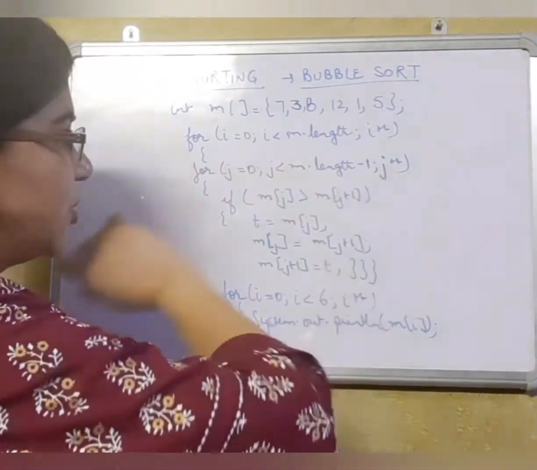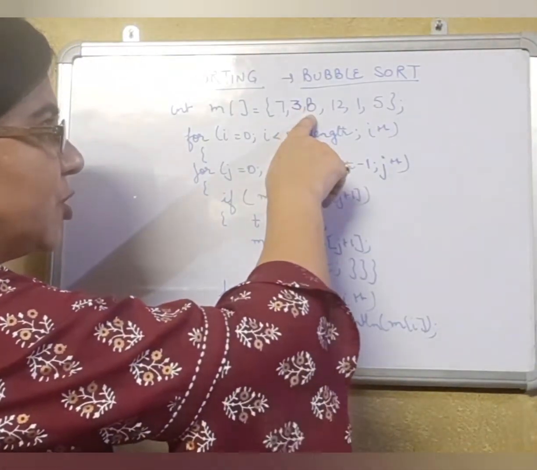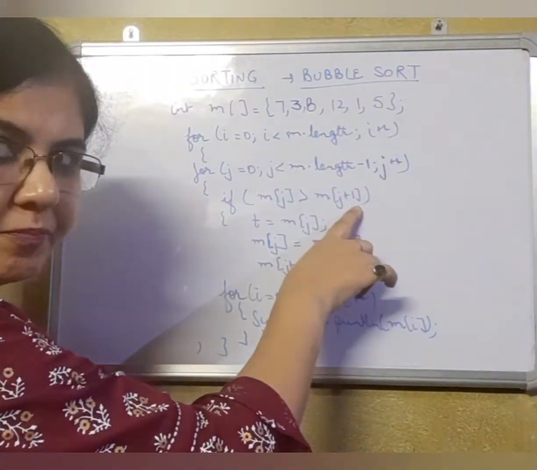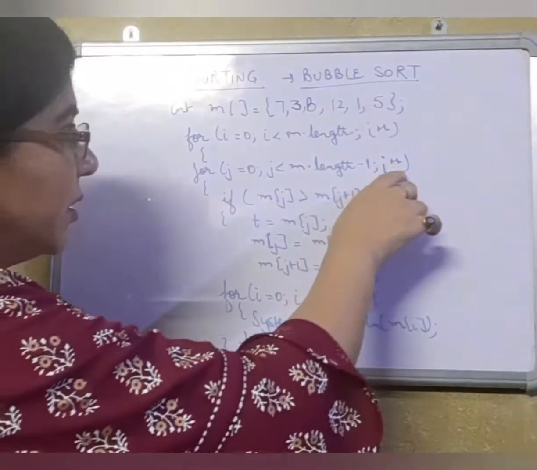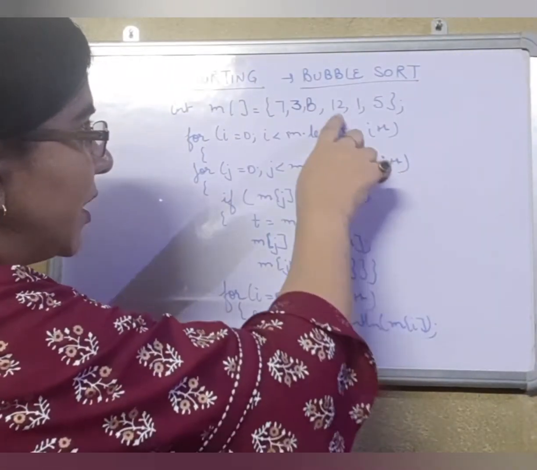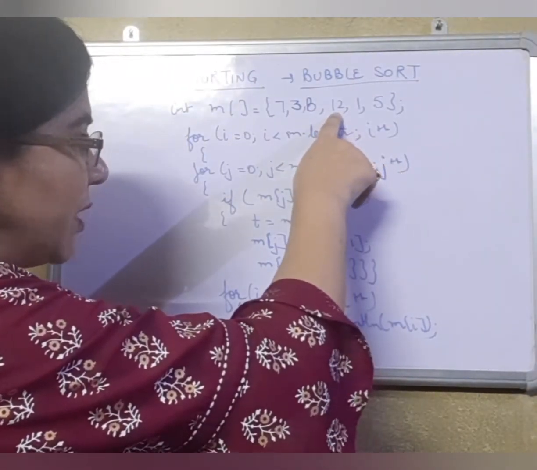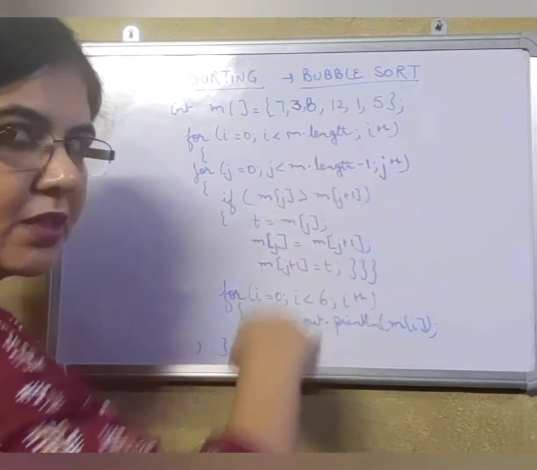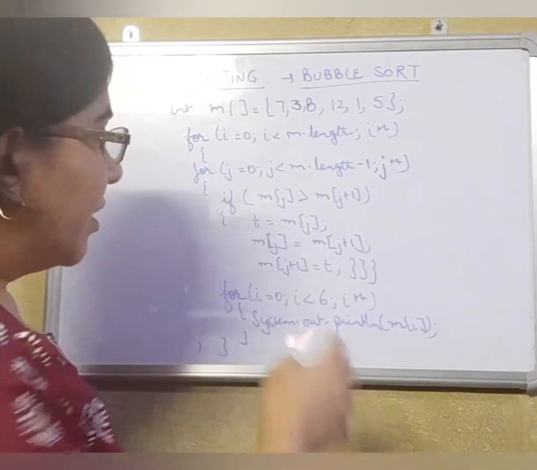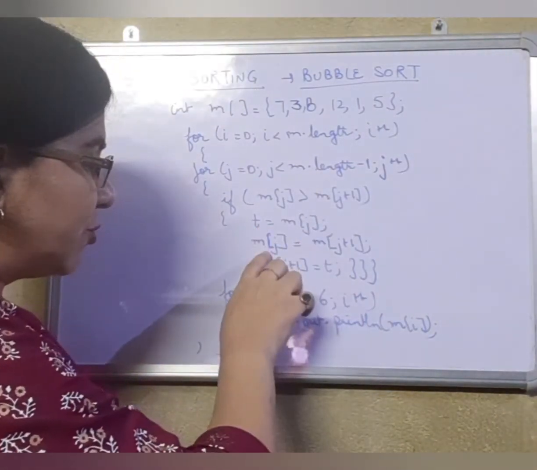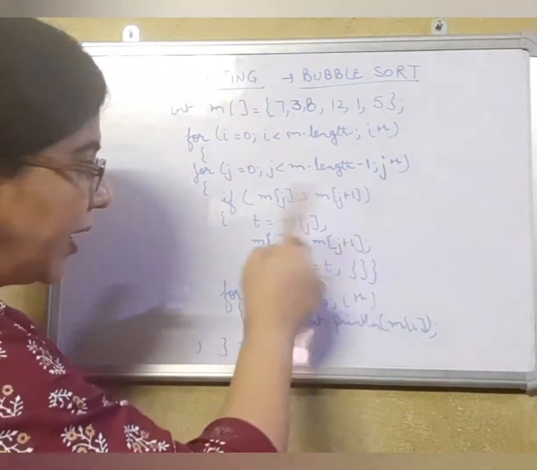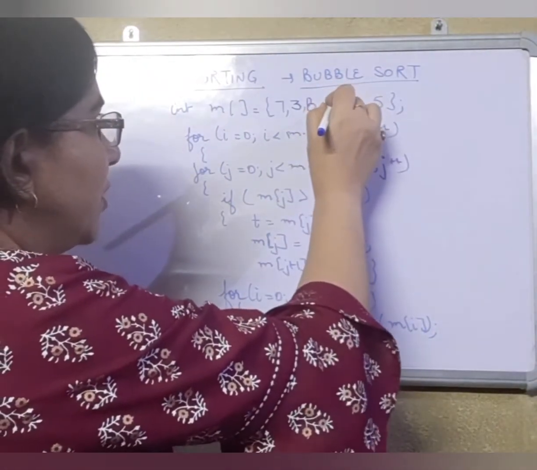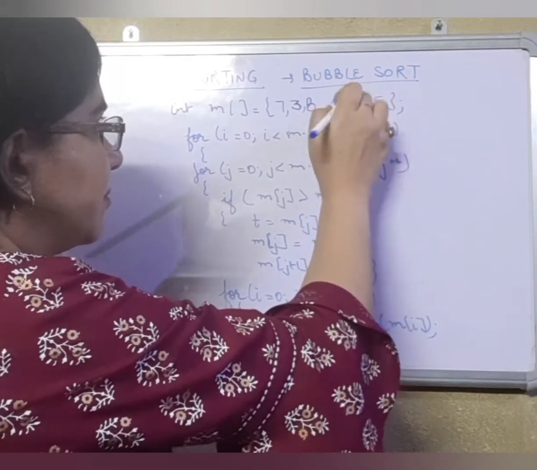Then with j plus plus, j becomes 2. We have 2 position, we have got 8. 8 is greater than 12? No. Then j plus plus, j will move ahead and go to third position, 12. 12 is greater than the neighboring number 1. Yes, again same. t will take 12. Instead of 12, you will be getting 1. And instead of 1, you will be getting 12. Both of them will exchange their places.